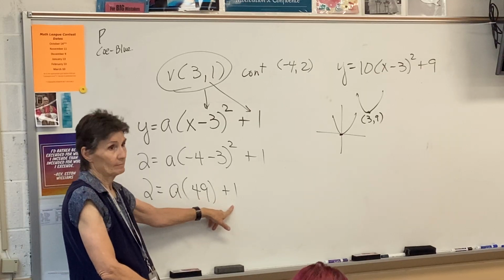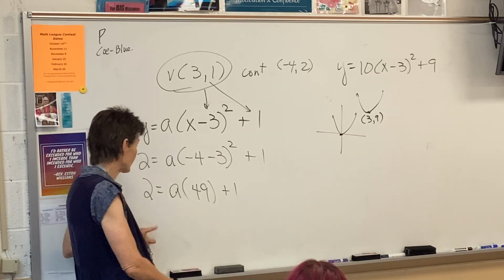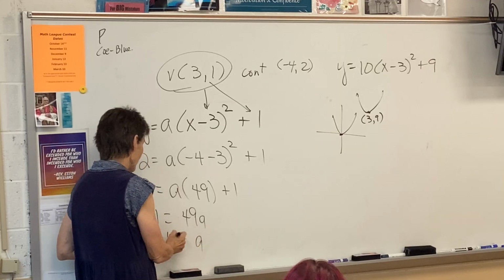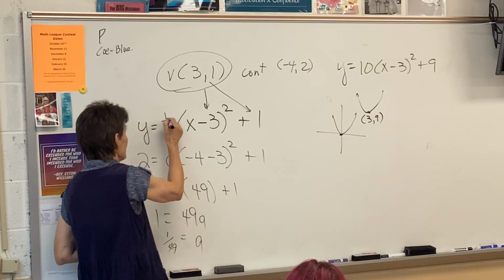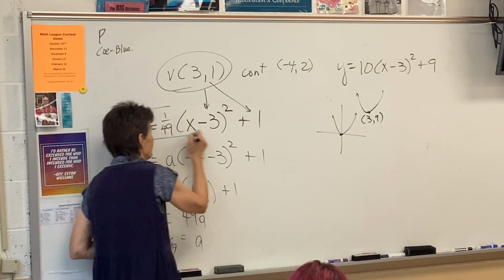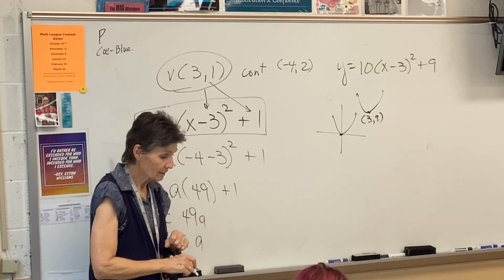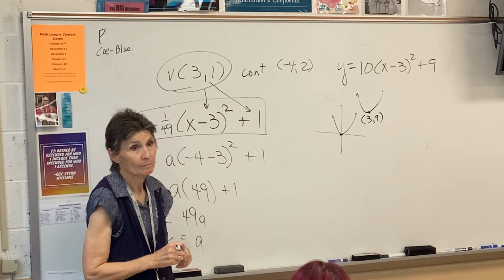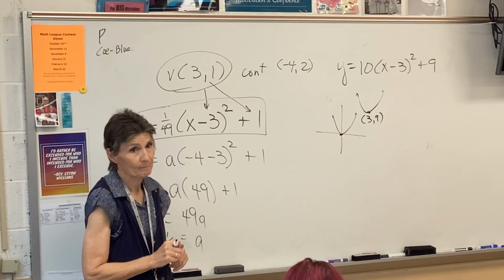Don't add it to 1. Instead, you're going to do what? Subtract it. Subtract the 1 and divide. So it looks like the number out in front is 1 over 49. And that is the equation. Okay?